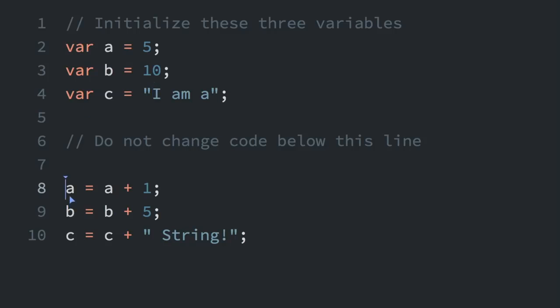So you can see A plus 1 is going to equal 6. 5 plus 1 equals 6. B equals B plus 5. That's going to be 15. And then C is now going to say, I am a string.